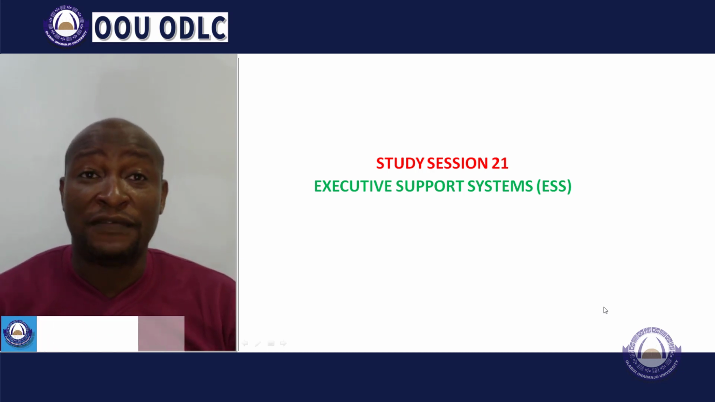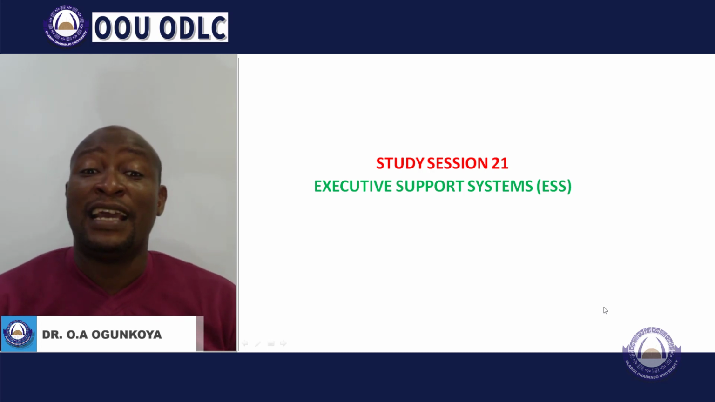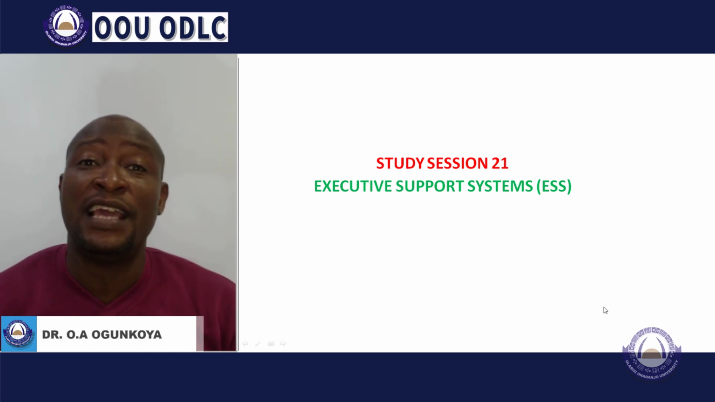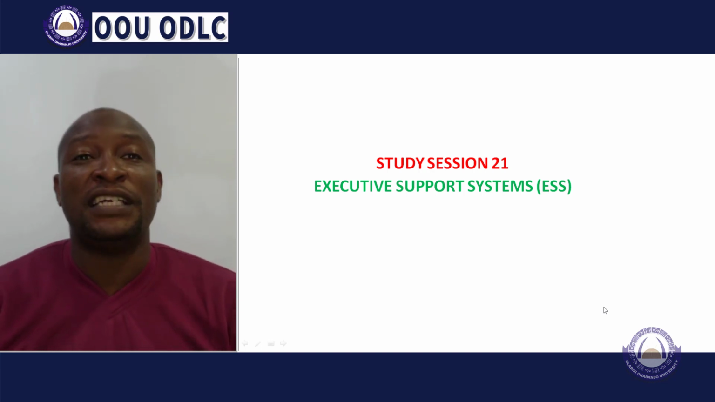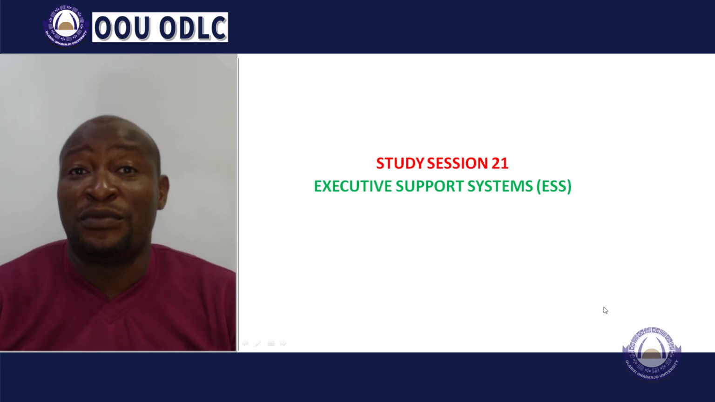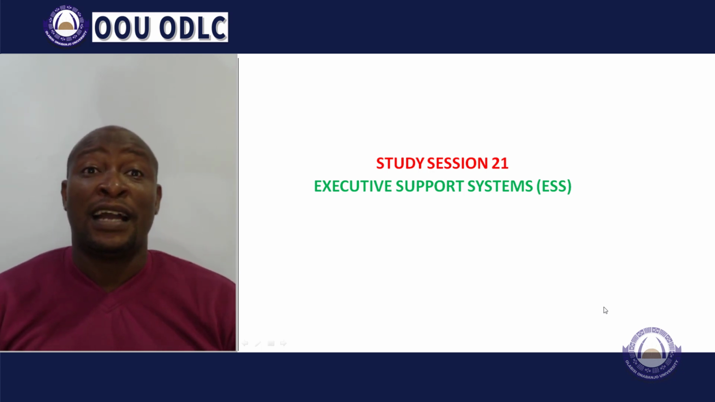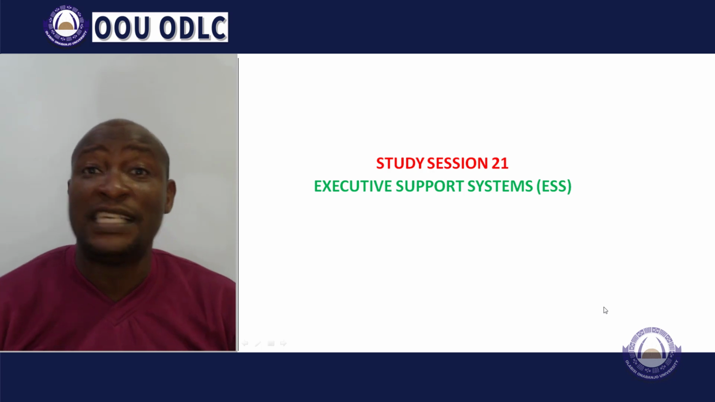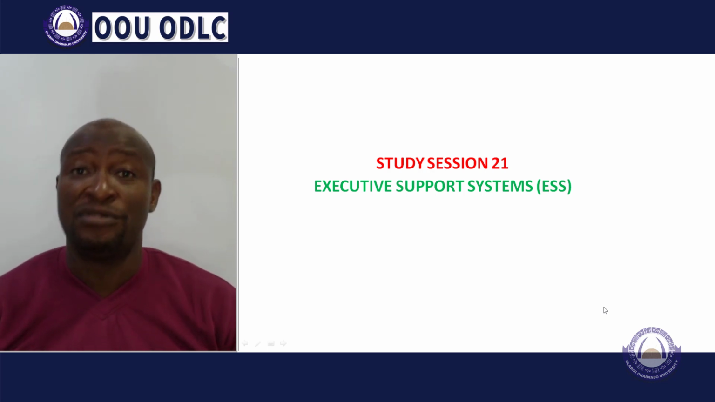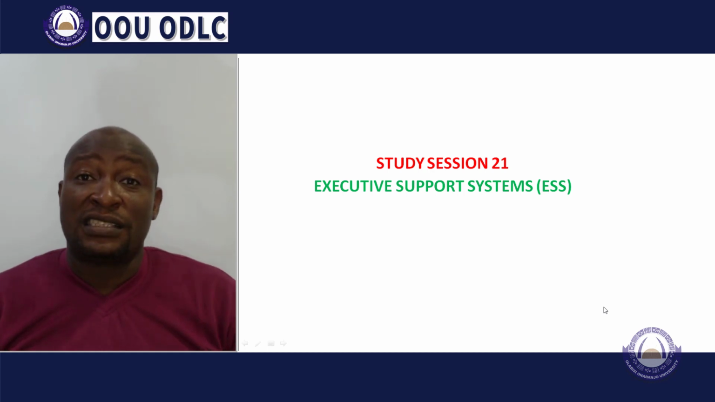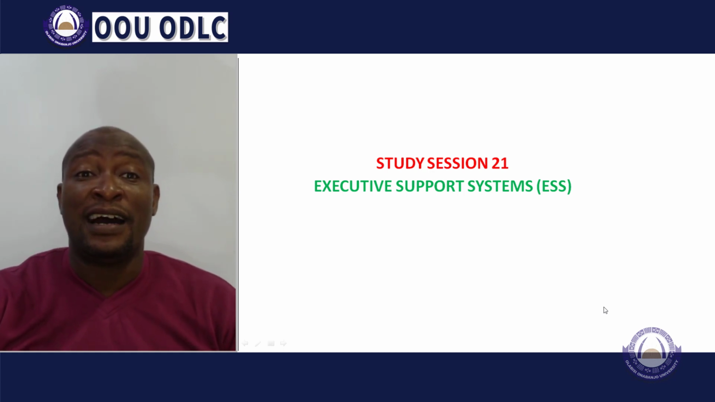Today we shall be looking at the Executive Support System, the ESS, and it happens to be the last session for this course. In this session, we look at the role of executive support systems in the organization, and we also look at the characteristics of the ESS and the various interfaces available to ESS. You are expected to understand how you can apply the ESS in an organizational setting.